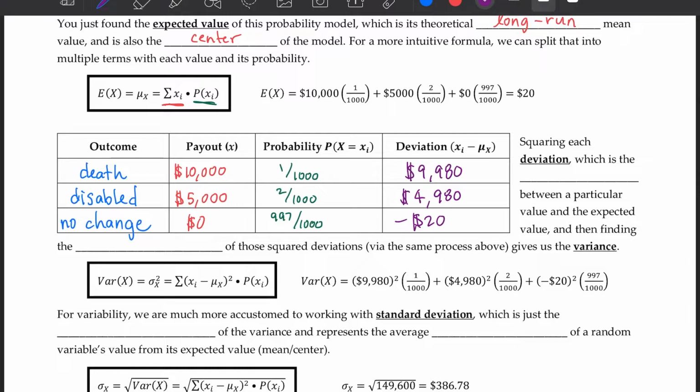So you should have gotten those other two values there. It's possible to have a negative deviation because we're just subtracting there. So now what we're going to do with these deviations is we are going to square them, okay?